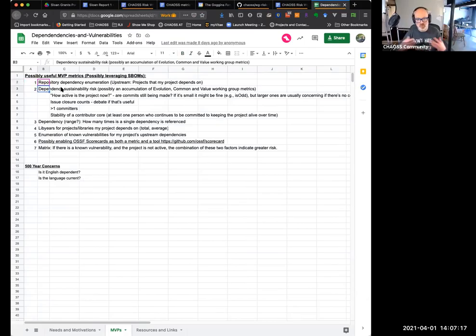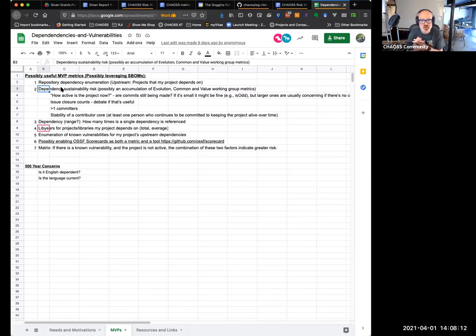So if we look at the world from a repo perspective, what is your repo dependent upon? And then fan out and calculate CHAOSS metrics for those dependencies. Dependency range: how many times is a single dependency referenced in your product? You might have a dependency that's mentioned in nearly every component, or one that only exists in a single place. Libyears is a metric for projects and libraries. My project depends on a total number or an average number of libraries that are of an average or total age. So there's a little bit of a signal: if you're dependent on really old versions of libraries, that might suggest a risk.